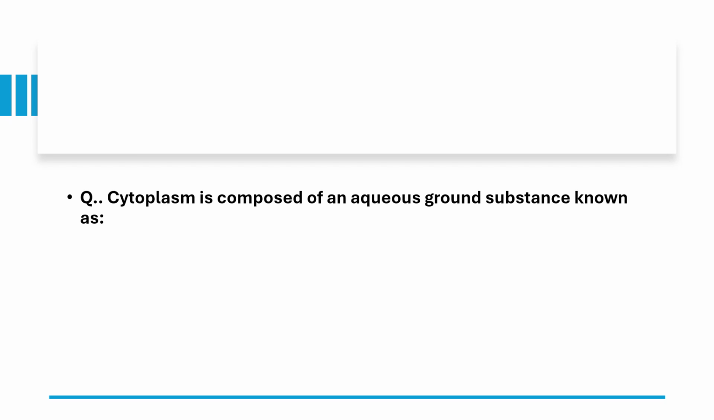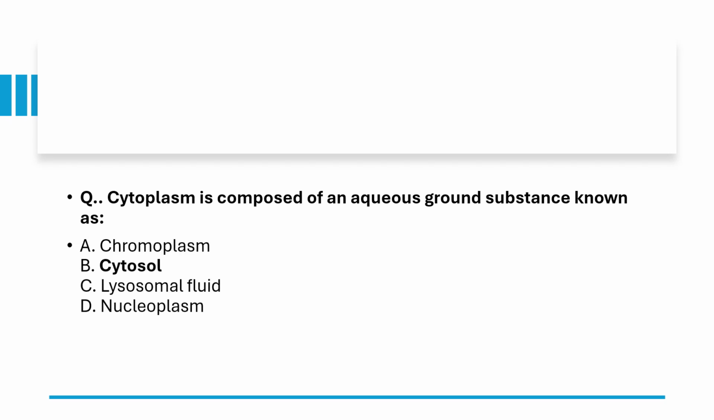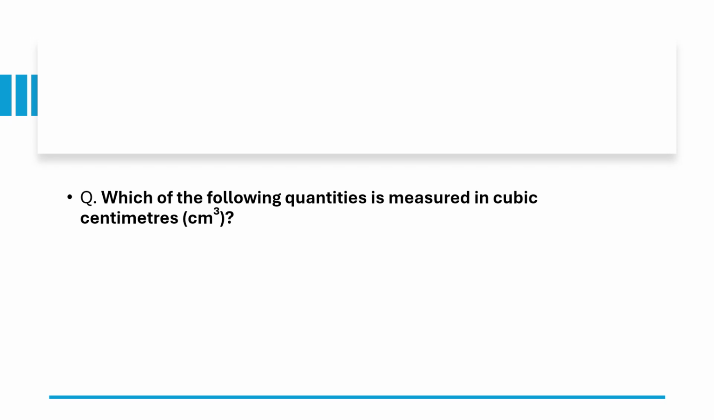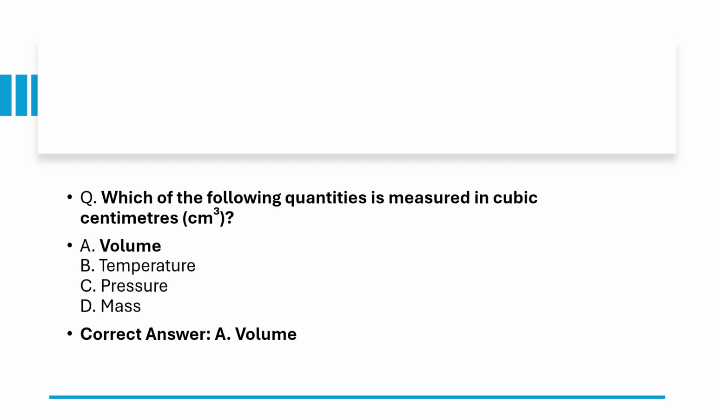Cytoplasm is composed of an aqueous ground substance known as cytosol. Option B, cytosol is the correct one. Which of the following quantities is measured in cubic centimeter? Option A, volume.